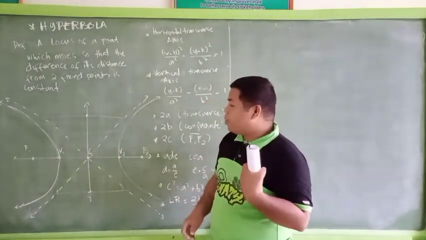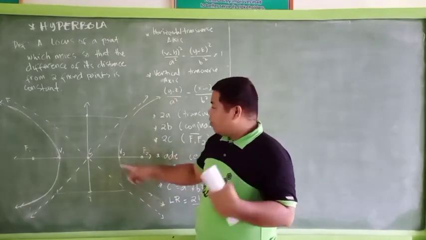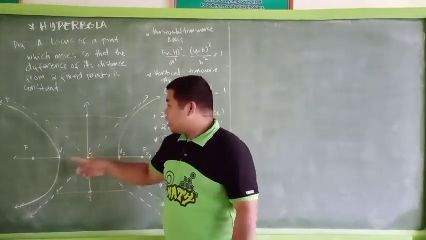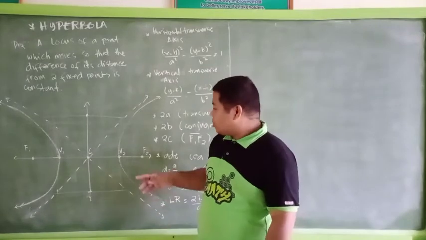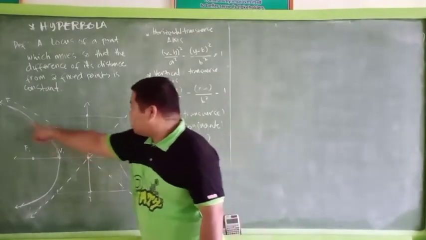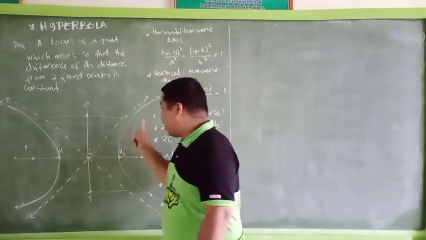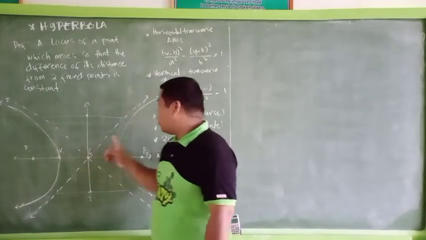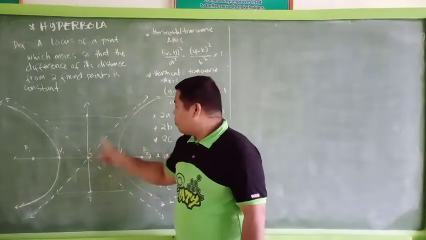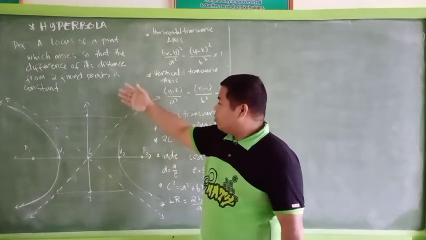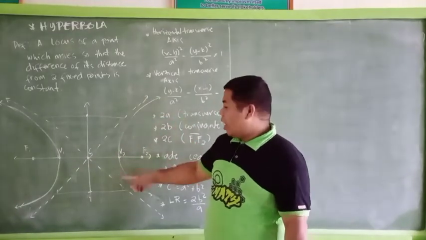Now, yung graph ng hyperbola is parang ganito. Parang letter U siya na pinagbaliktad. So, for this case, meron tayong dalawang U or dalawang parabola which opens to the left and opens to the right. So, pinagsama siya, para siyang hyperbola.